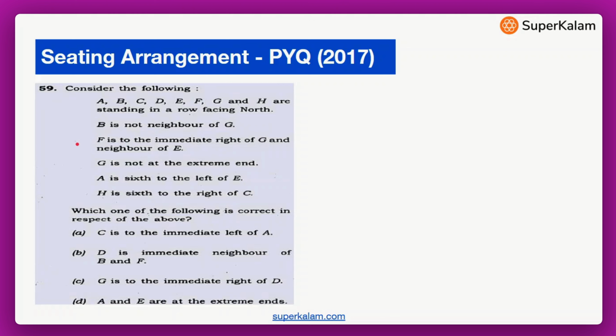Now let's go to seating arrangement. This is also a very easy and scoring part of CSAT. So what the question says is A, B, C, D, E, F, G and H. Okay, 8 people.